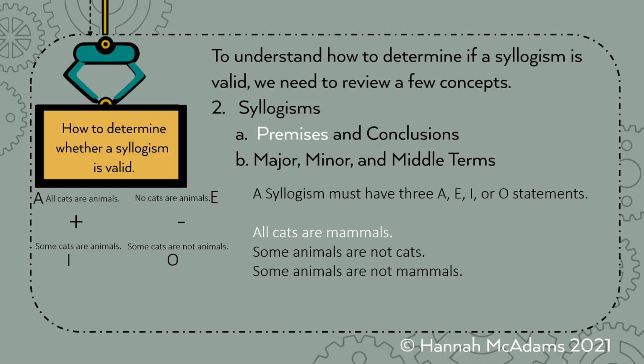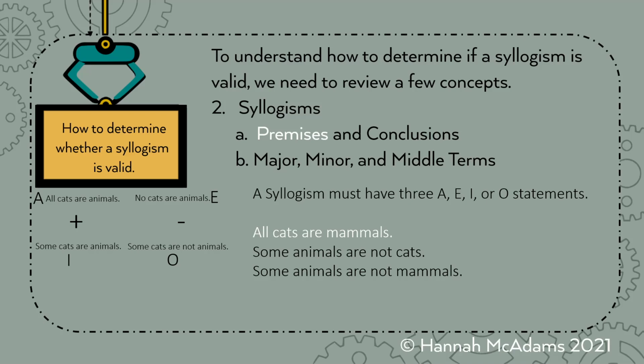In this sentence, all cats are mammals. Well, that's true, right? But it doesn't matter. It could say all cats are aliens. Well, that's not true, but it's still an A statement. It's okay for it to be false.